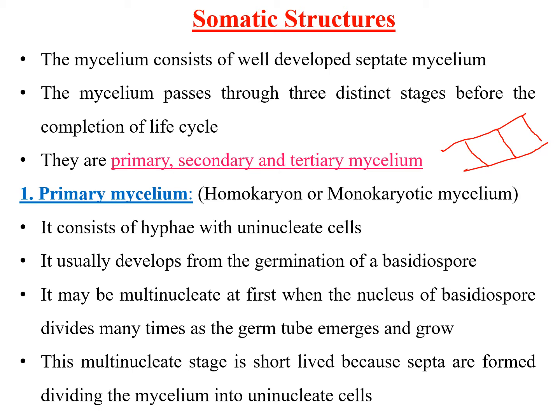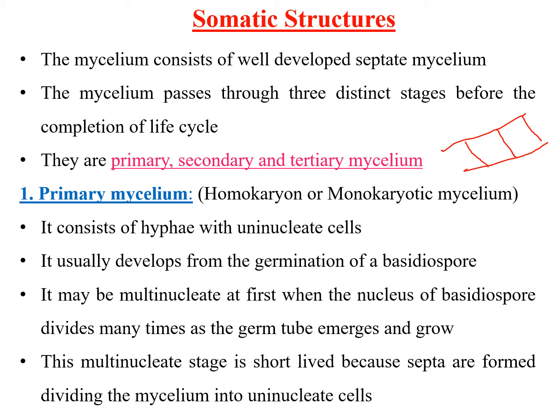And here one specialized, very important characteristic of phylum Basidiomycota is that the mycelium passes through 3 distinct stages before the completion of the life cycle. Those 3 distinct stages are primary mycelium, secondary mycelium and tertiary mycelium. What is primary mycelium and why are we calling it a primary mycelium? Primary mycelium is also known as homokaryon or monokaryotic mycelium.